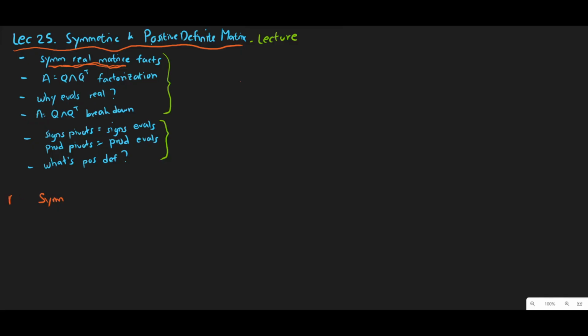So, a real and symmetric matrix. The first fact is that the eigenvalues are real, and the second one, the eigenvectors are perpendicular. Or a better way to say it is that they can be chosen to be perpendicular. And why is it "can be chosen"?